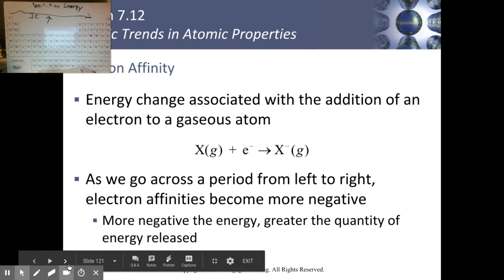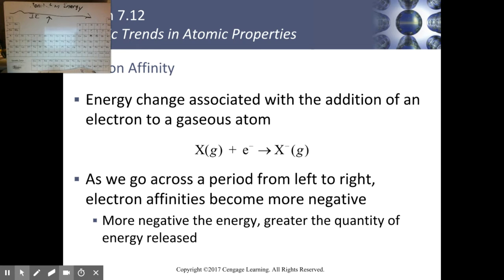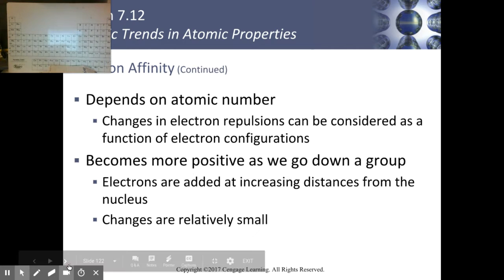The energy change associated with the addition of an electron to the gaseous atom. Oh, sorry, we're on to electron affinity. Okay, so where ionization energy is the removal of an electron, electron affinity is gaining an electron. So as we go across a period from left to right, electron affinities become more negative. The more negative the energy, the greater the quantity of energy released.